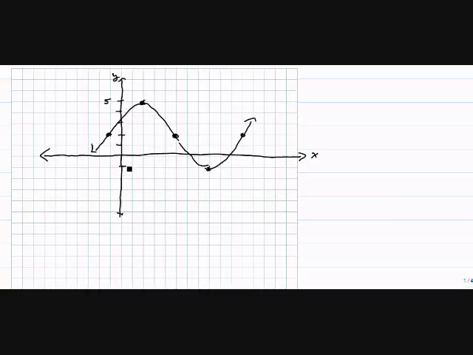So I'm going to scale my y-axis by ones. And I'll go ahead and scale my x-axis by 1/6 pi. 1/6, 2/6 is a half a pi, 4, 5, 6/6 is pi, 7, 8, 9, 10, 11, 12/6, 2 pi.